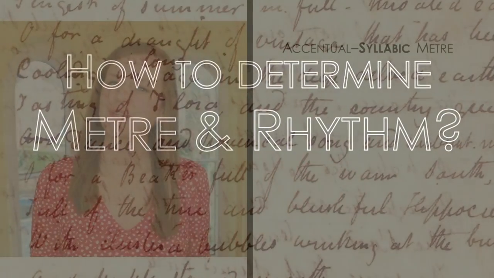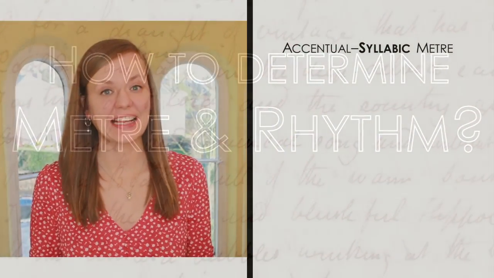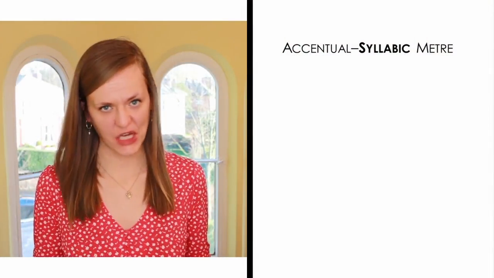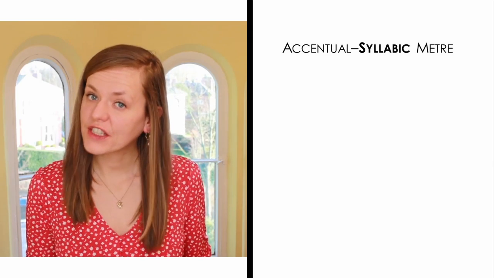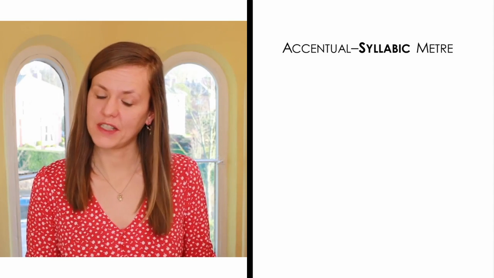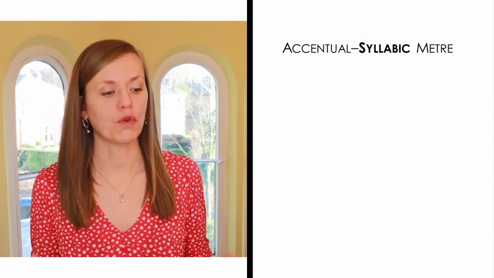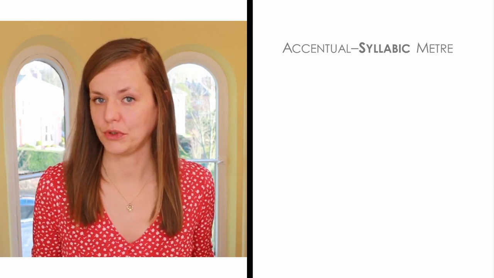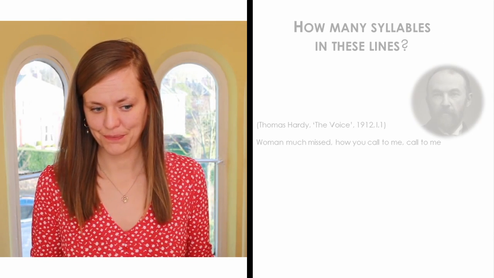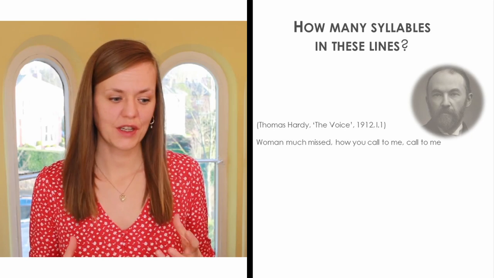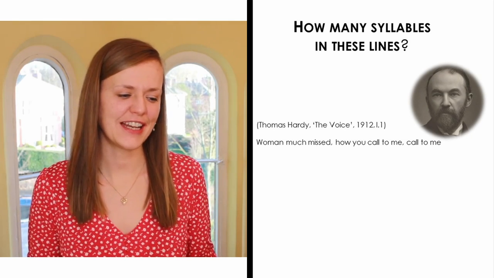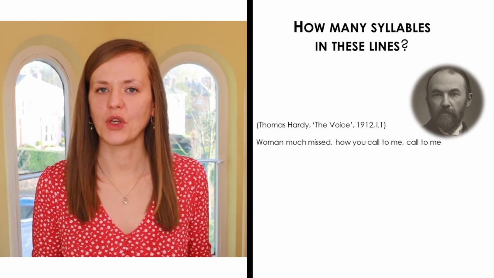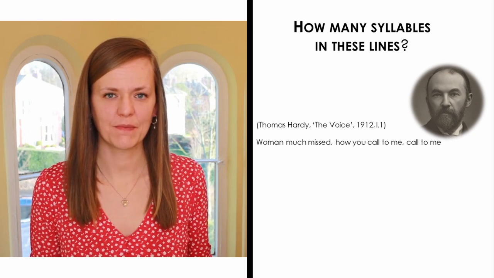How do you determine poetic meter and rhythm? We're going to start with the second half of the accentual-syllabic categorization, so we're going to start with syllabic. The very first thing you should do is work out the number of syllables in the line overall. So, for example, what are the number of syllables in these two lines? First is a line by Thomas Hardy. It's from The Voice, from 1912. And the line is, "Woman much missed, how you call to me, call to me."